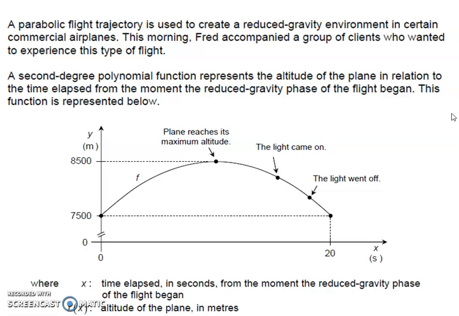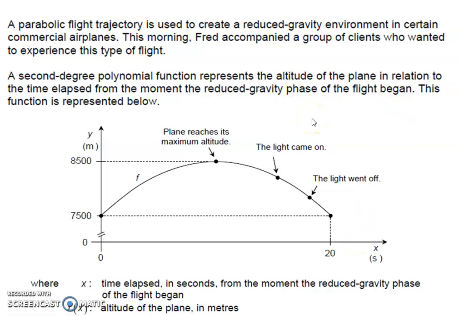This says a parabolic flight trajectory is used to create a reduced gravity environment in certain commercial airplanes. This morning, Fred accompanied a group of clients who wanted to experience this type of flight. A second-degree polynomial function, that just means a quadratic, this is a parabola, that's all it means, represents the altitude of the plane in relation to the time elapsed. Often this will be written in fancy words, but it's telling you that the function represents the y coordinate in relation to the x coordinate. It's just telling you that altitude is the y and that time elapsed is the x.